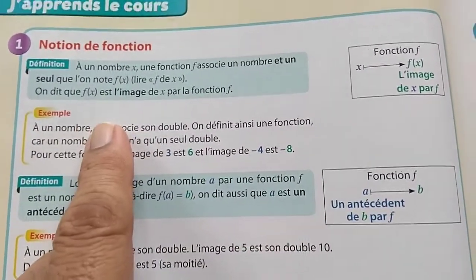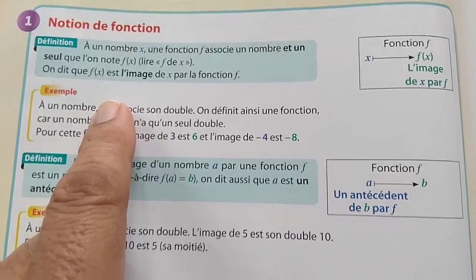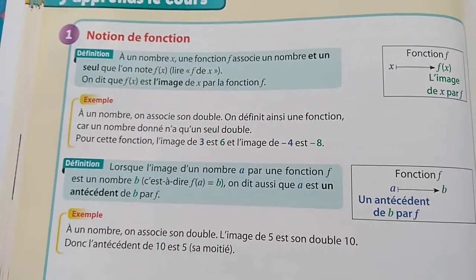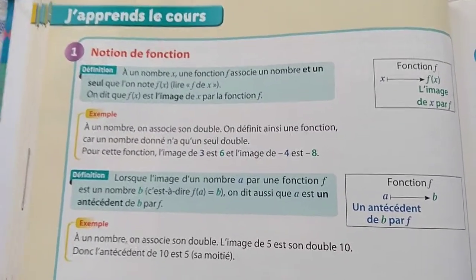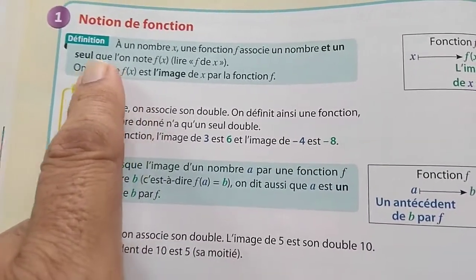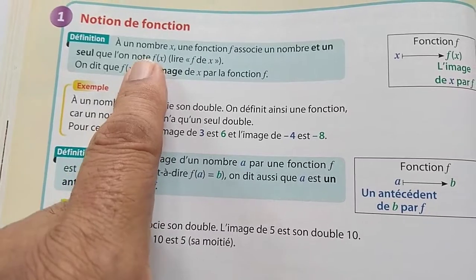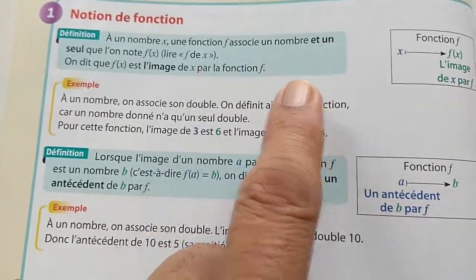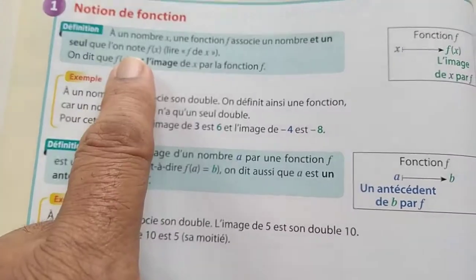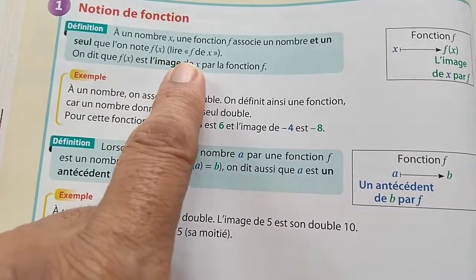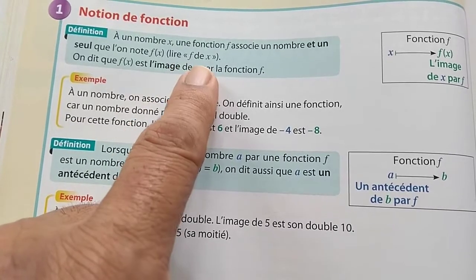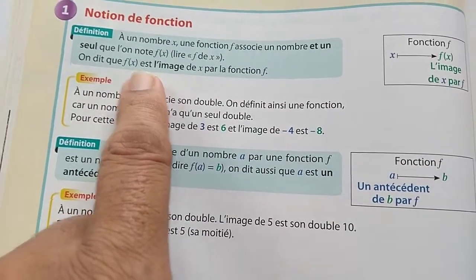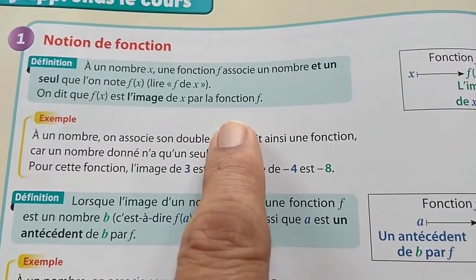I will go through all of this, explain it briefly. You can look at the book later. You can of course re-watch this video, or even just bits of it that you think you need to do again. Ok, définition. À un nombre x, une fonction f associe un nombre et un seul nombre que l'on note f de x, f written like that, f de x. On dit que f de x est l'image de x par la fonction f.